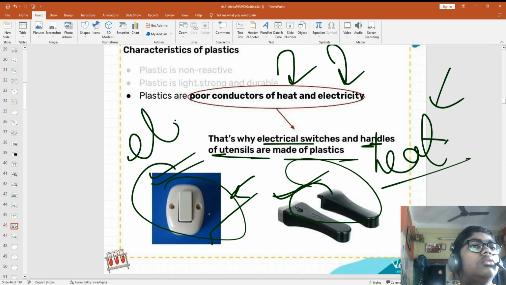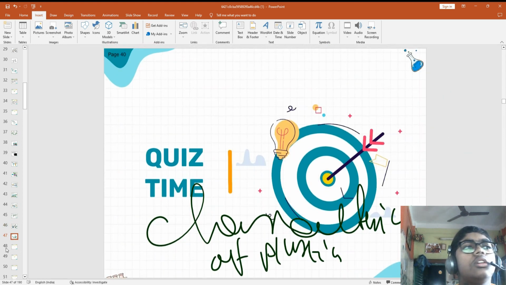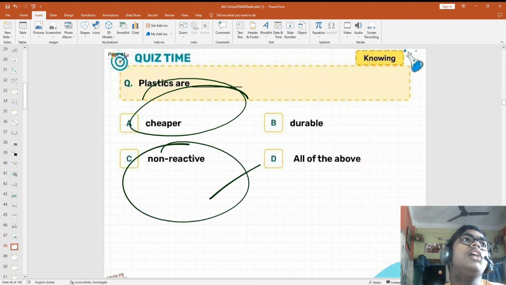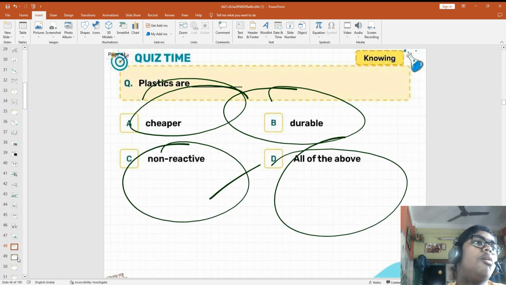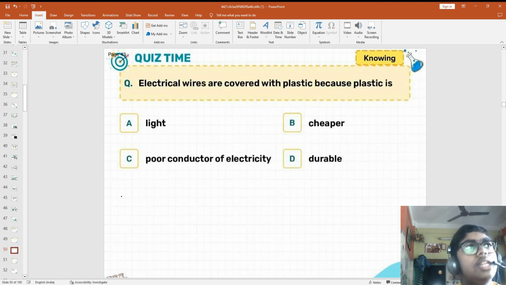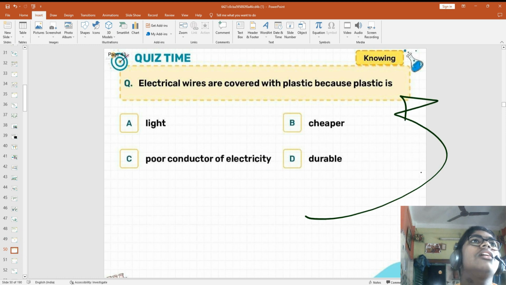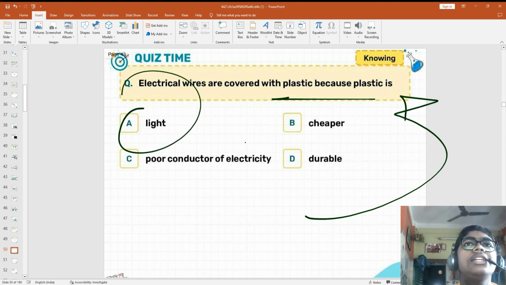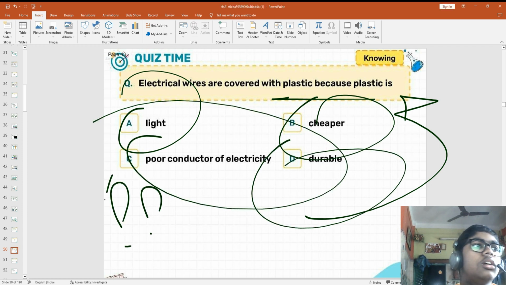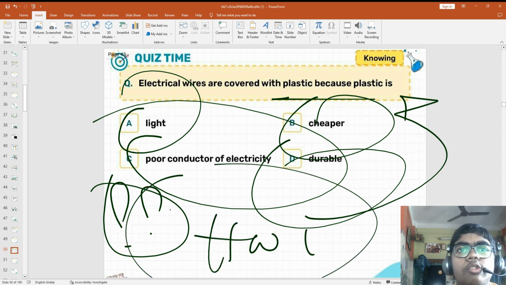Let's go. Plastics are cheaper, non-reactive, durable, all of the above. All of the above. Very good. I have not given time for this because it's very easy. Electrical wires are covered with plastic because plastic is light, cheaper, durable, a poor conductor of electricity. What? Tell me first. Let me give this as your homework.